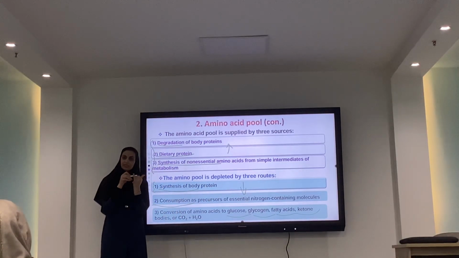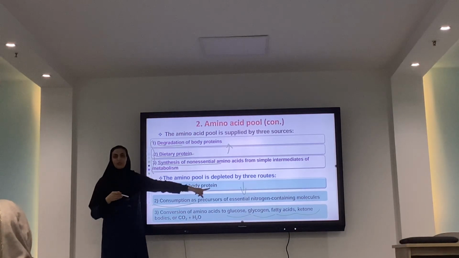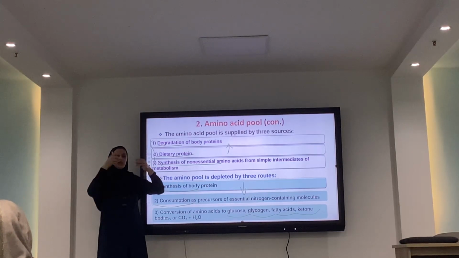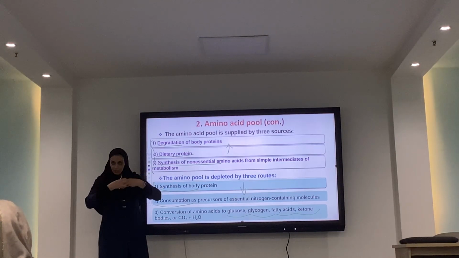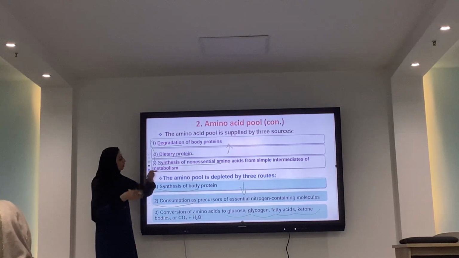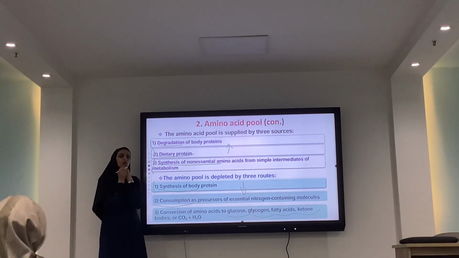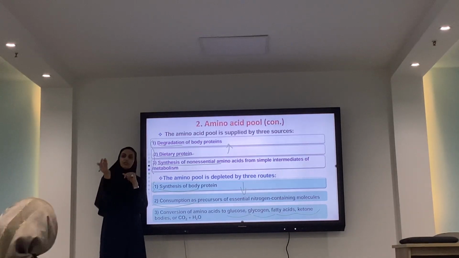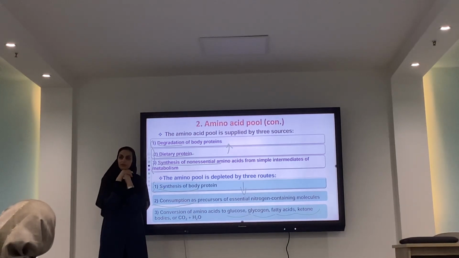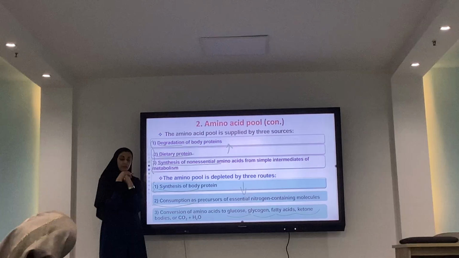When the amino acid is consumed for synthesis of protein, we don't have amino acid anymore because it comes to the structure of proteins. Am I right? Yes. In the other way, maybe the amino acid converts to other nitrogen-containing molecules. Do you know other nitrogen-containing molecules? You know, I'm sure.